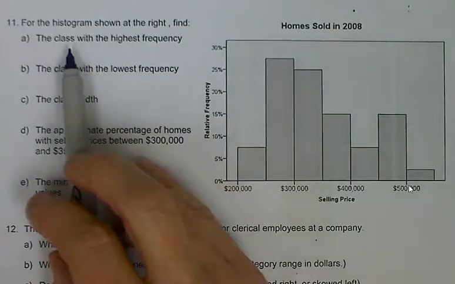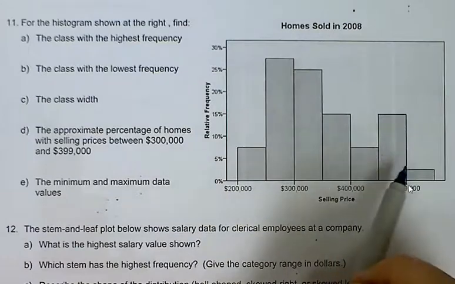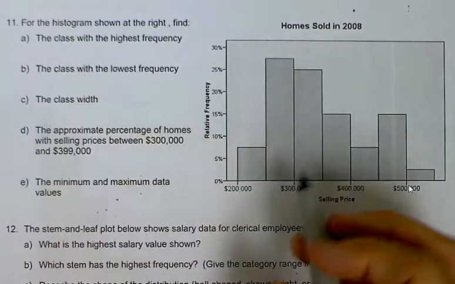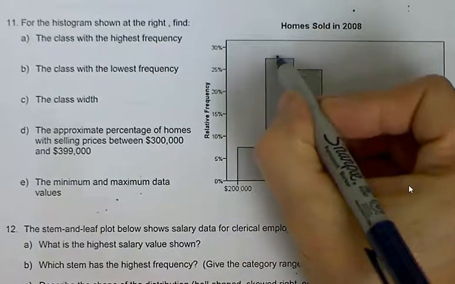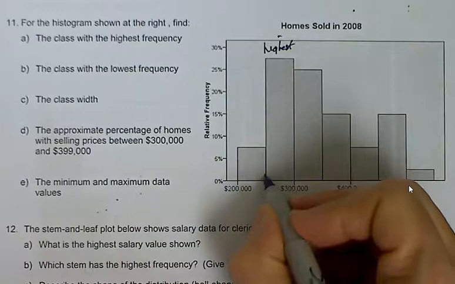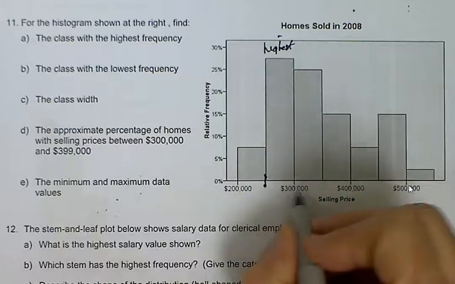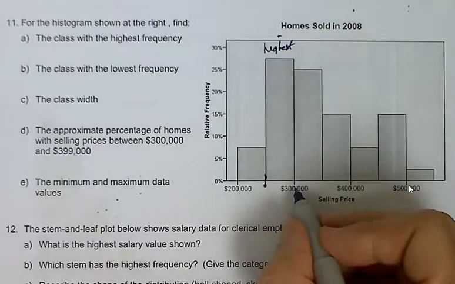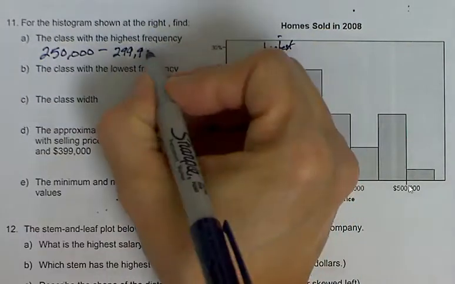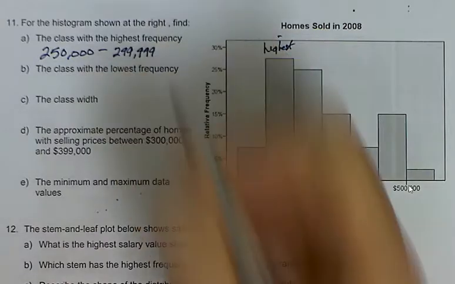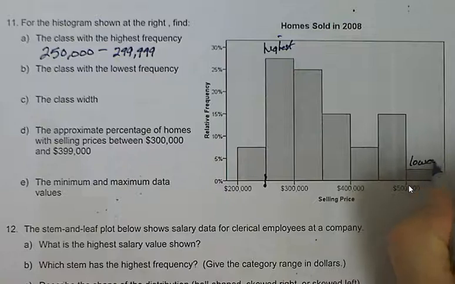In this histogram, first we're going to find the class with the highest frequency. That means we're looking for the highest bar, but to say what class it is, we want to look at the x-axis and see what our values are. Here's our highest bar right here. So where that is on the x-axis, it looks like that's starting at 250,000 and it's going up to 300,000. We have to go just a little bit under the 300,000 though. This would be 250,000 up to 299,000. The class with the lowest frequency, that would be this one over here.